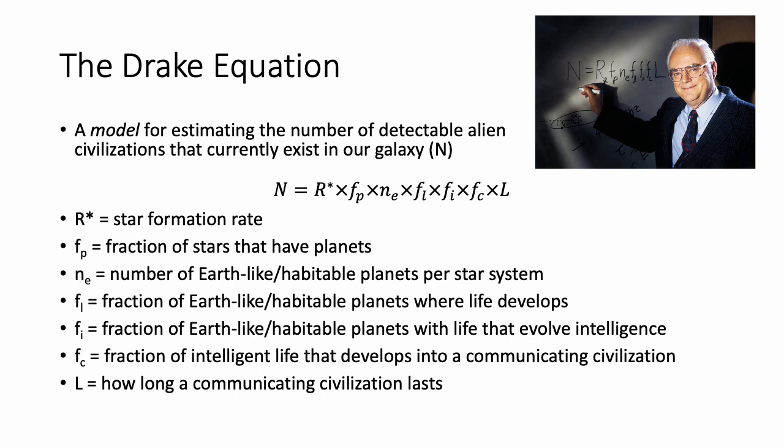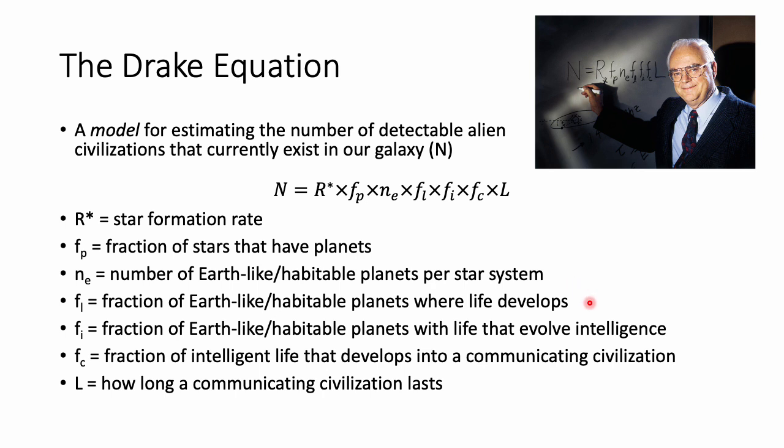And so R-star represents the limiting factors for star formation rate. And then the next one is f sub p, the fraction of stars that have planets, and what are the limiting factors for this. And then n sub e is the number of Earth-like habitable planets per star system.